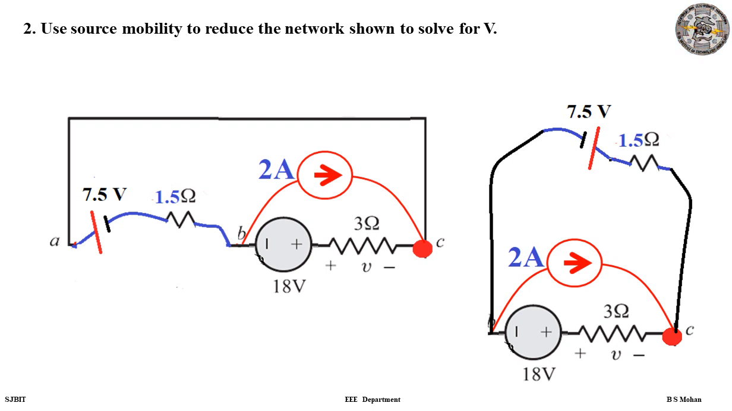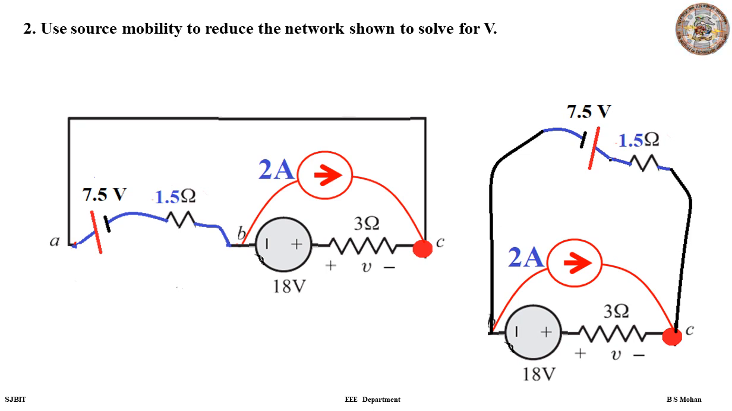Now I would say I'll convert 7.5 and 1.5 into a practical current source. The reason behind this is I'll have a current source which will be in parallel to 2 amperes, thus I can reduce the circuit. Right? So 7.5 and 1.5 ohms.